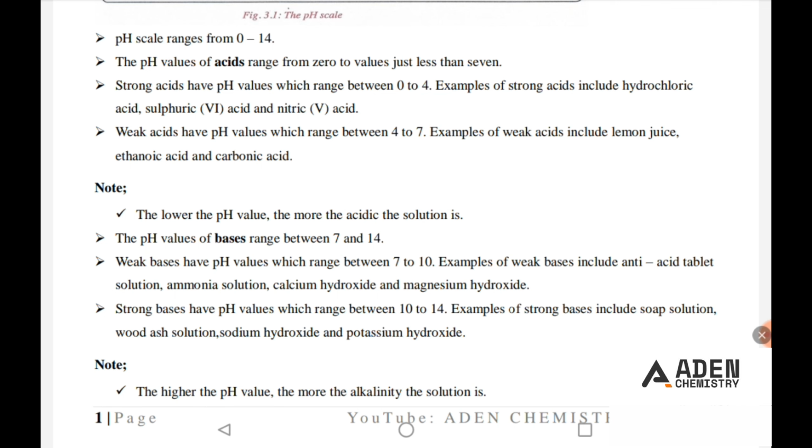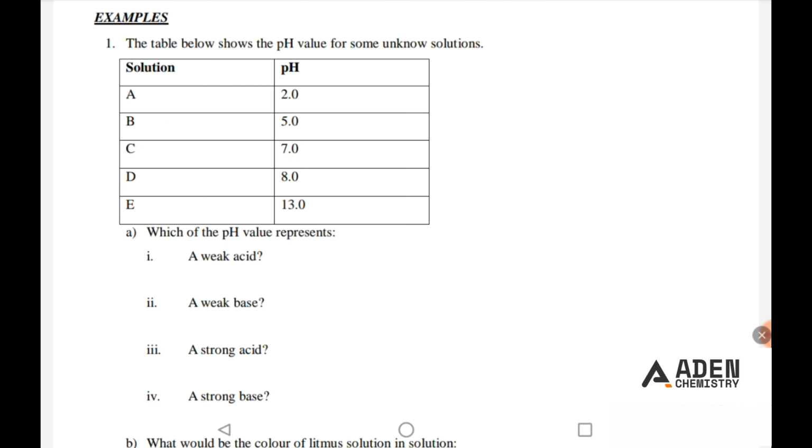For example, if we have two solutions that we know are bases, with a pH of maybe 12 and a pH of 14, we know both of them are strong bases. So which one is strongest in that scenario? It will be the one with the pH of 14, because the higher the pH value, the more alkaline the solution is. So let's proceed to examples.